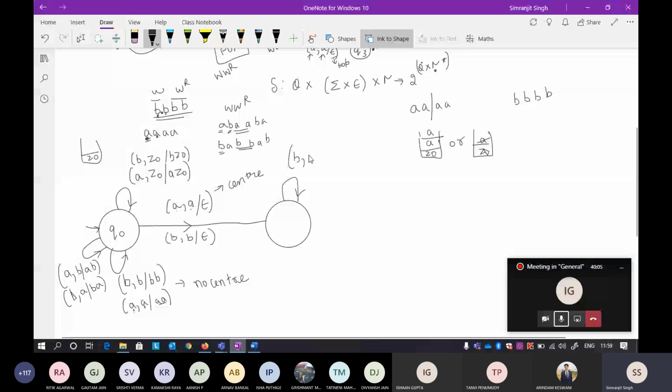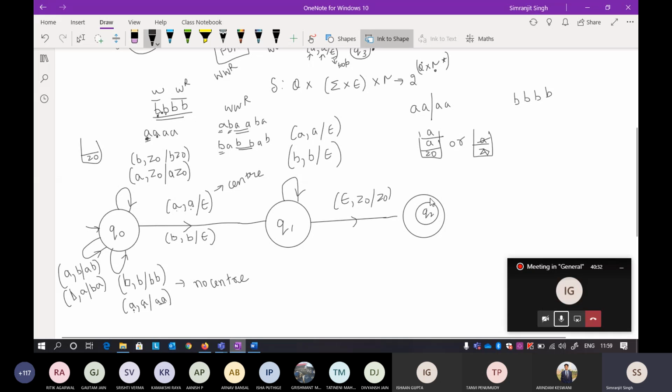Now it will start popping. If you have reached the center, in the end you will reach Z naught, so you just go to the final state. That will be your non-deterministic pushdown automata.